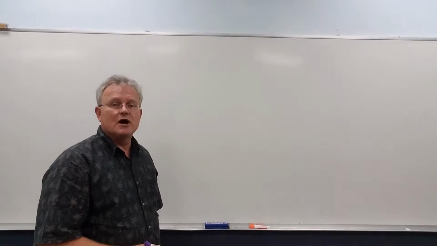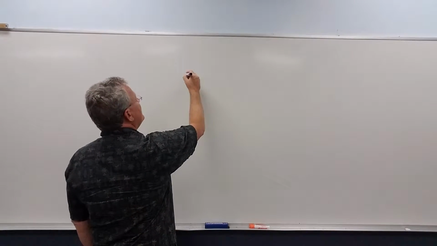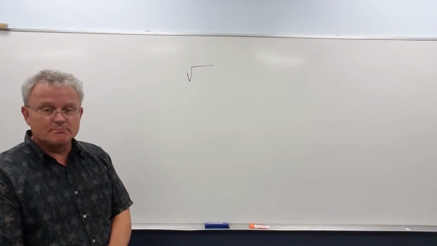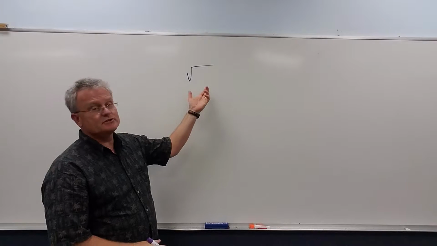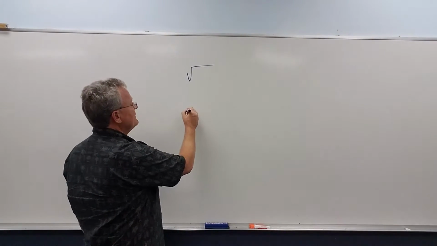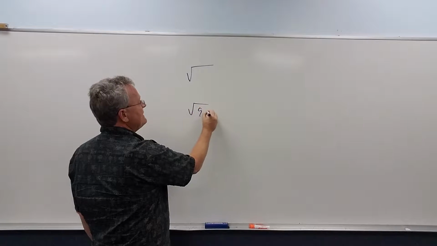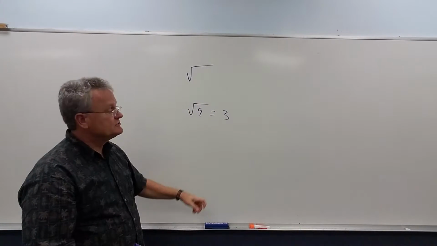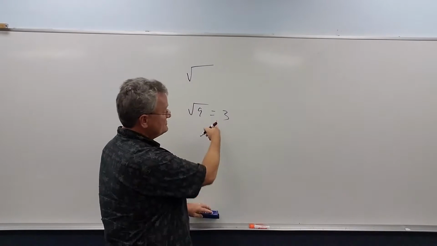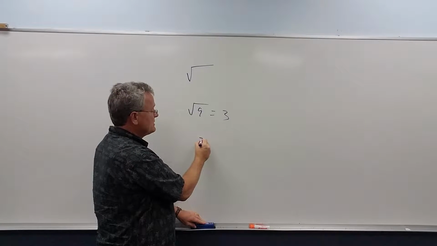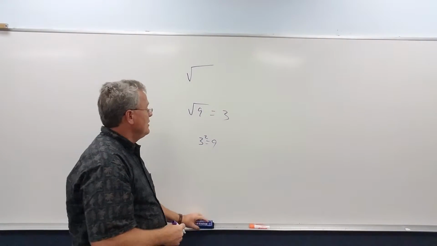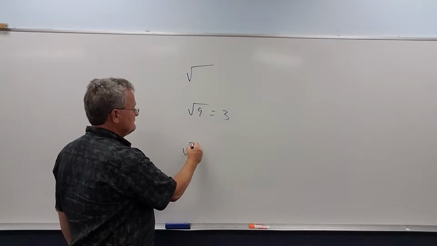Right, in this video we're going to talk about the square root, and in math that is the square root symbol. I think the easiest way to understand this is to just do some examples. So the square root of 9 is 3, because 3 squared is 9. What about the square root of 25?